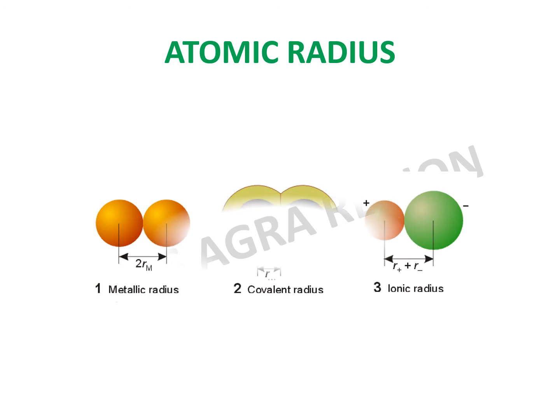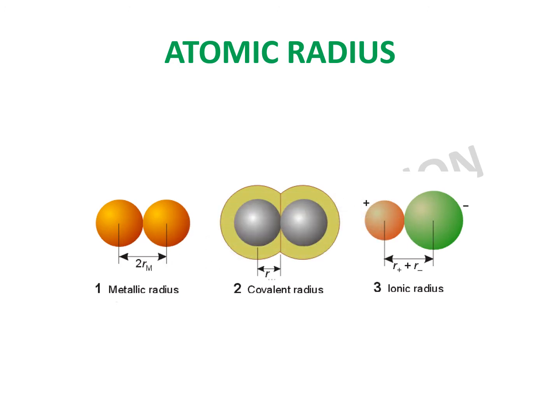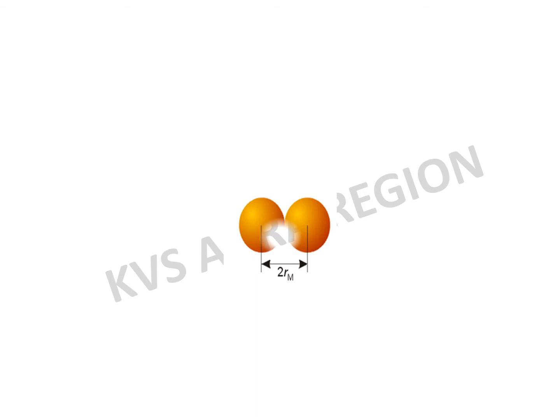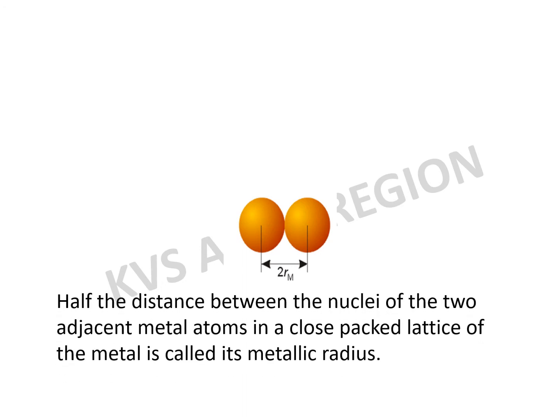Atomic radius. Since atoms are very small, the atomic radius of an individual atom can't be measured. Hence, we need to measure metallic radius, covalent radius or ionic radius. Here we can see two atoms of metals in close contact with each other. Half of the distance between the nuclei of two adjacent metal atoms in a close packed lattice of the metal is called its metallic radius. Hence, this is one way to measure the atomic radius, by measuring metallic radius.